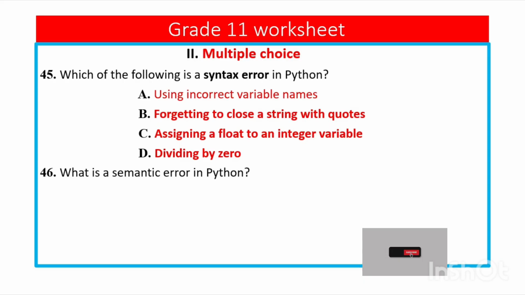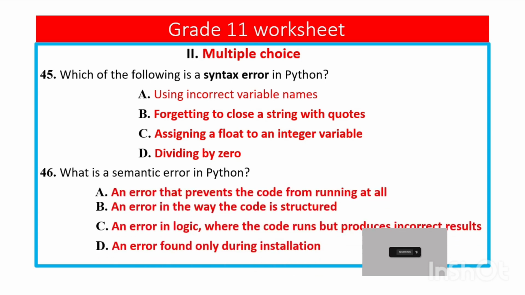46. What is a semantic error in Python? A. An error that prevents the code from running by itself. B. An error in the way the code is written. C. An error in logic where the code runs but produces an incorrect result. D. An error found only during installation.